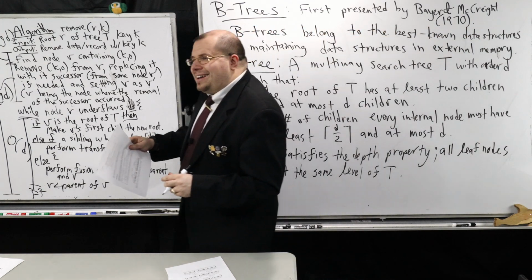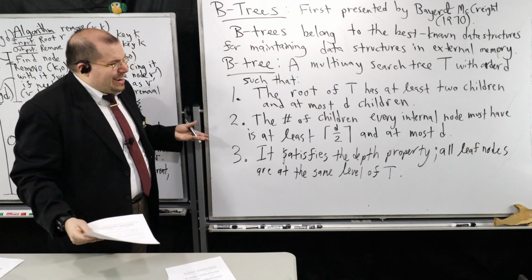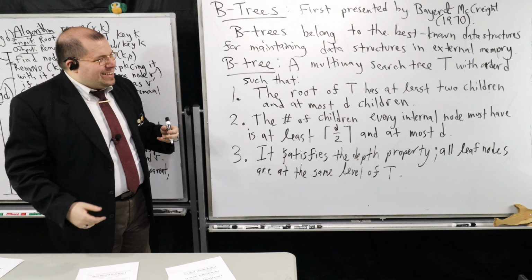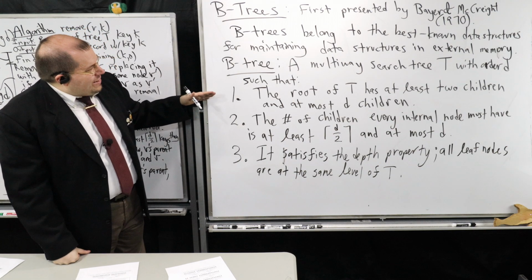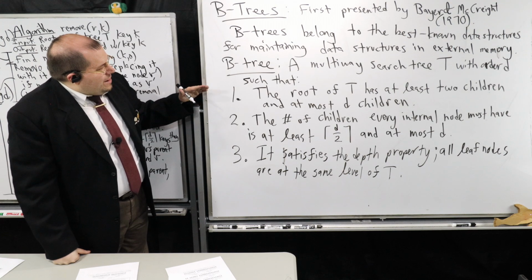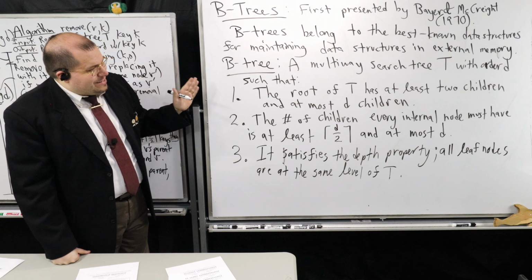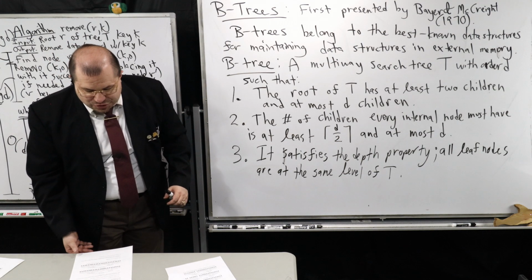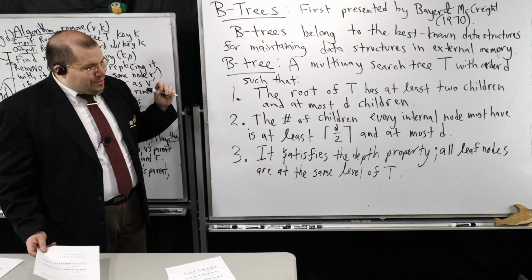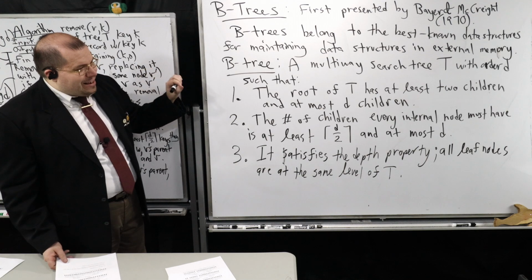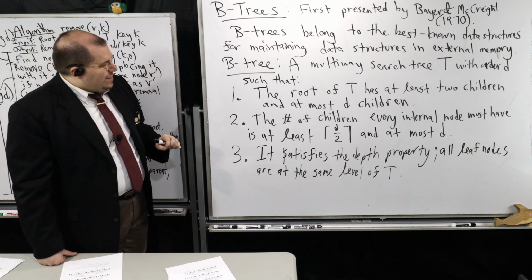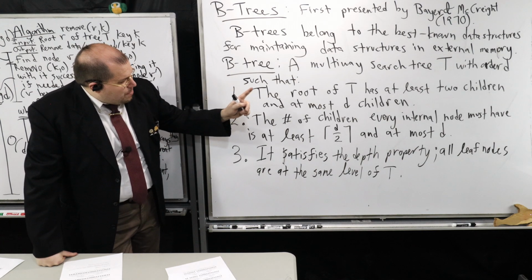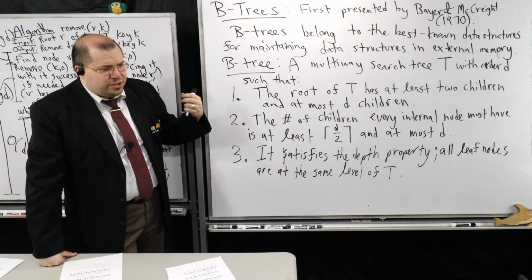Now you might say, Dad, what the heck is this? Ceilings of D over 2? This is strange. So let's think carefully about what this definition actually is if you think about it in terms of the 2-4 tree. I want you to look at this definition and plug in D equal to 4. The root has at least 2 children and at most 4 children. We know that is true for the 2-4 tree, right?